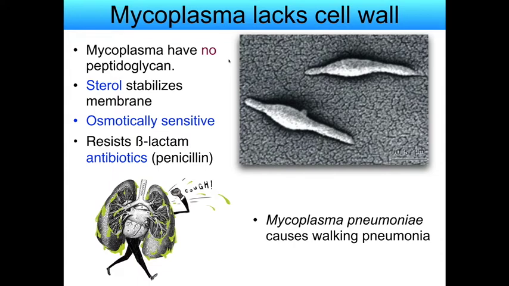But one of the main things you're going to need to know when you're on the wards is that mycoplasma do not care about beta-lactam antibiotics. They resist them. Why? Because beta-lactam antibiotics like penicillin inhibit peptidoglycan synthesis. Mycoplasma has no peptidoglycan, so it could care less whether you inhibit peptidoglycan synthesis. An example of mycoplasma is Mycoplasma pneumoniae, which causes walking pneumonia.